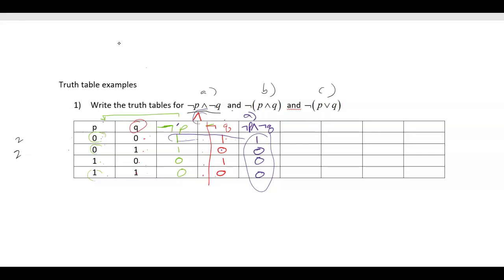Now to do B, I could write a new truth table. I could write out another set of P, Q, 0 0 1 1 0 1 0 1. There's really no need to, though. This right here can serve as my inputs for part B as well.